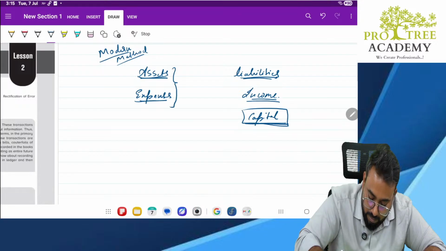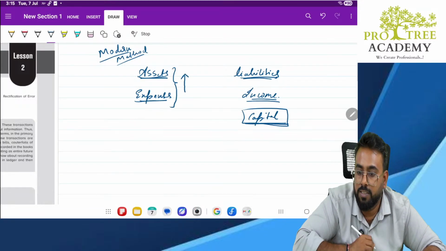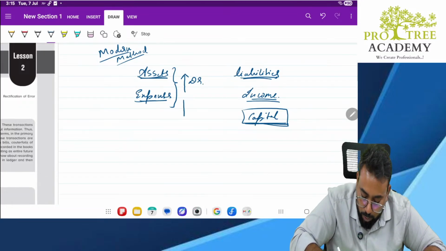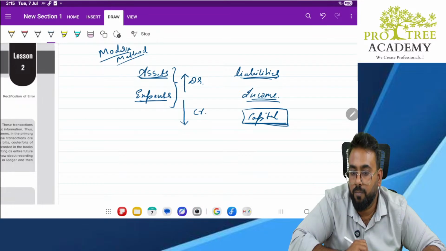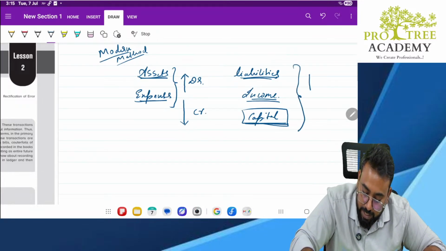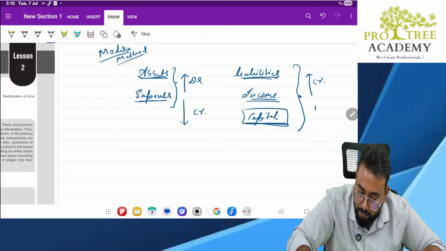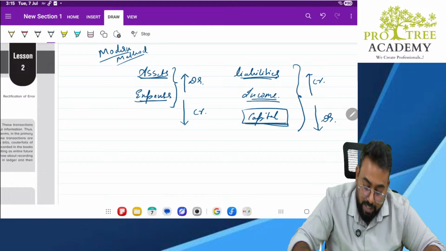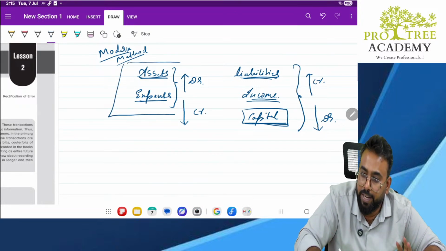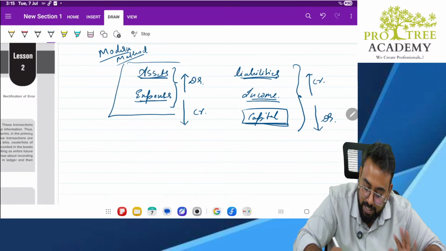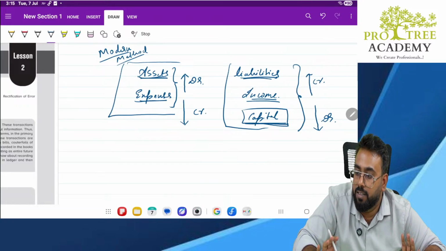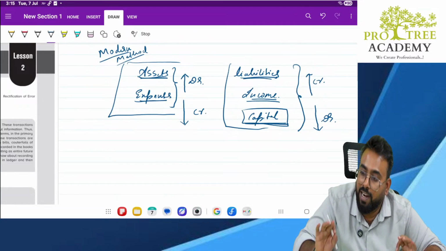Now, simple rule. If any of these two increases, it will be debit. If any of these two decreases, if any of these three increases, if any of these decreases, stay. The rule is simple. If these items are increasing, they will be debited. If these items are decreasing, they will be credited. If these items are increasing, they will be credited. If these items are decreasing, they will be debited. This is the rule. First you read the rule, understand it.